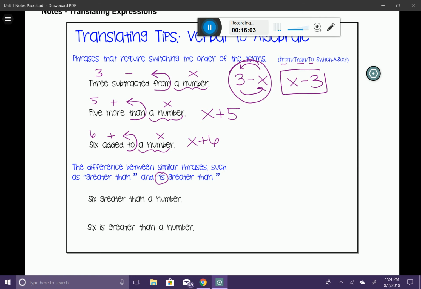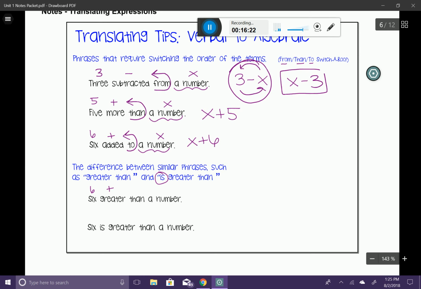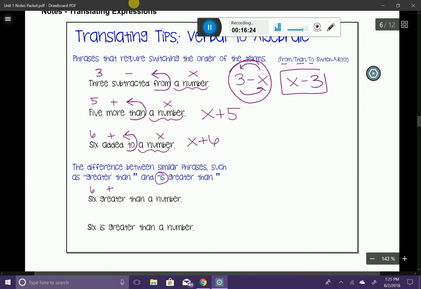So you have to be very careful of what it's actually translating it into. Let's look at the first example. 6 greater than a number. So greater than a number. I don't see an "is" in there. So greater, remember, is just going to be our addition symbol. It's just going to be more than. My than, I'm going to have a little switcheroo here, and then a number. So I have x plus 6.